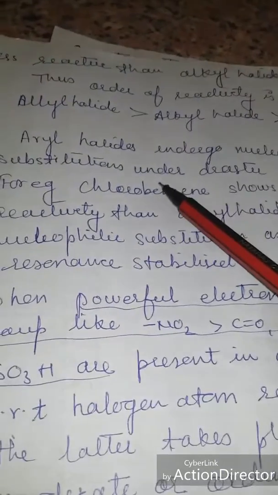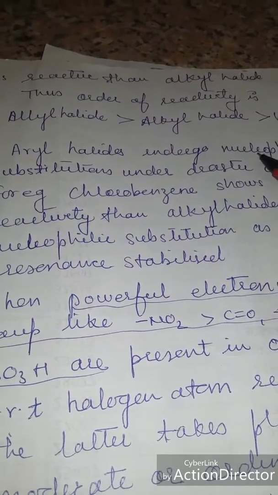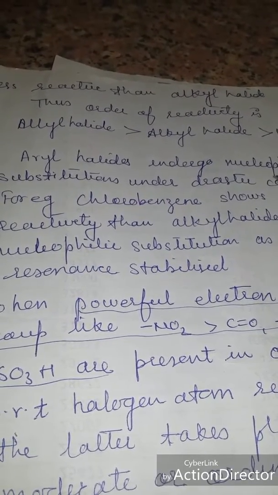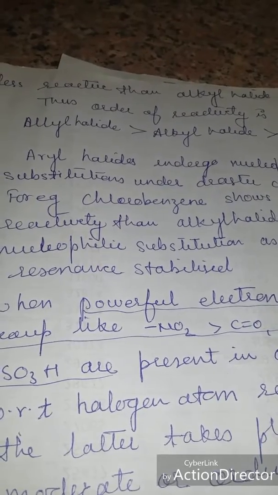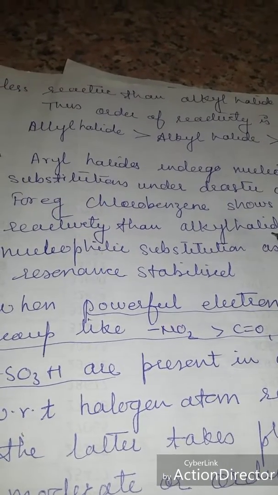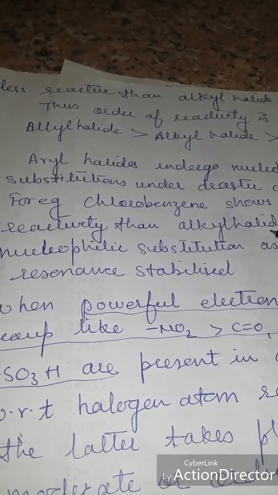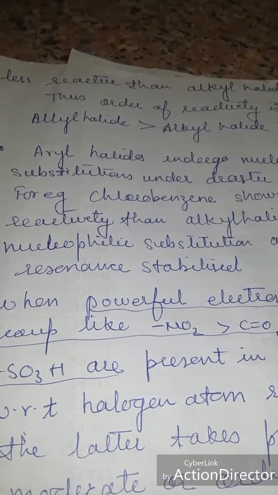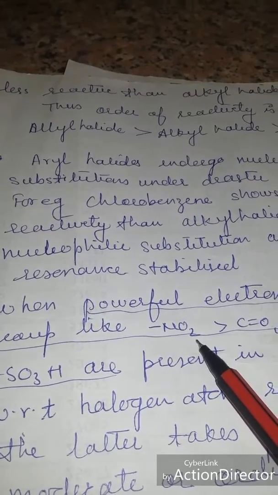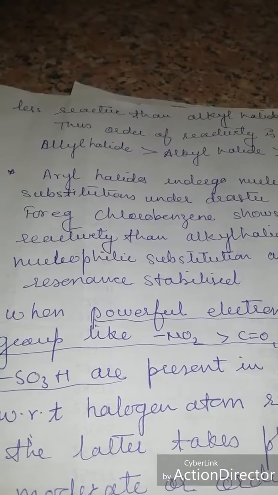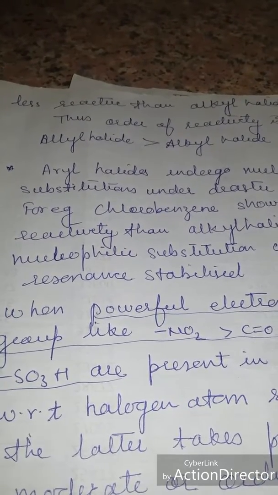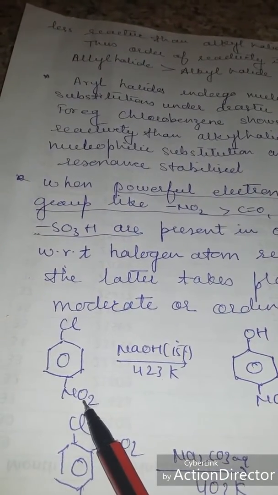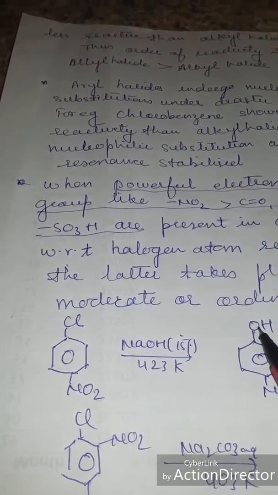When we talk about aryl halides, they undergo nucleophilic substitution under drastic conditions. For example, you can see chlorobenzene shows low reactivity towards nucleophilic substitution compared to alkyl halides, since it is resonance stabilized. But if a powerful electron withdrawing group, as I told you earlier, is present, then nucleophilic substitution can easily take place at ortho and para position. So you can say here electron withdrawing group is present, so nucleophilic substitution is occurring.